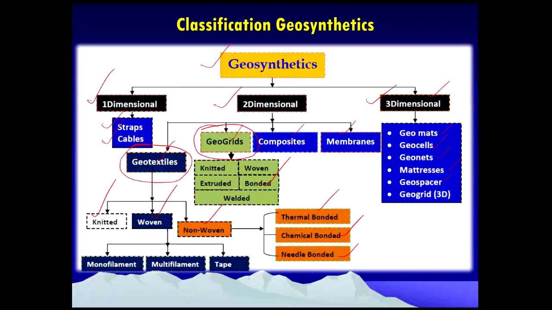A geotextile is a planar permeable polymeric textile in the form of a flexible sheet. Geotextiles are classified in different ways, such as woven geotextiles and non-woven geotextiles. A woven geotextile is a textile produced by interlacing, usually at right angles, two or more ends. I'll show you the pictures.